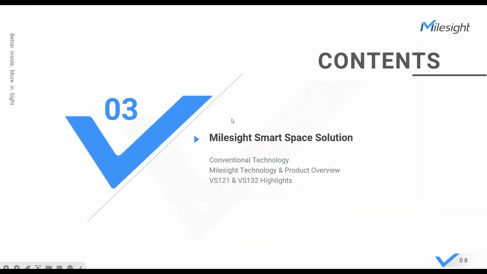So in this part, after explaining the demand for optimizing space utilization, here I would like to show two outstanding products for smart space solutions. VS121, the AI Workplace Occupancy Sensor, and VS132, the 3D ToF People Counting Sensor. Let's see how these devices with AI and ToF technologies stand out among products with those conventional technologies. And of course, I will explain their highlights in space management. Let's see.